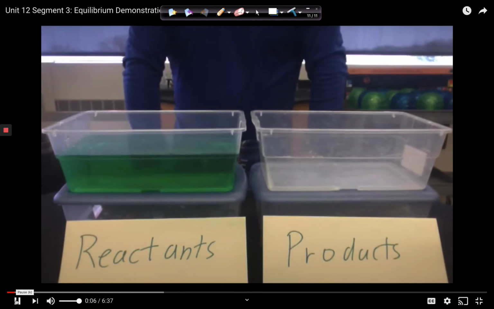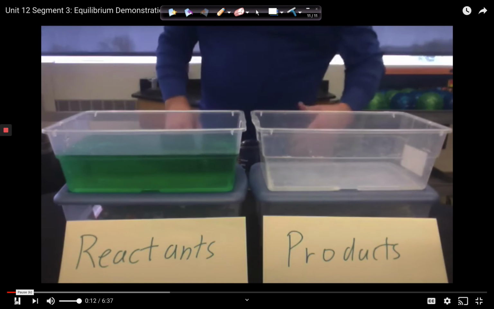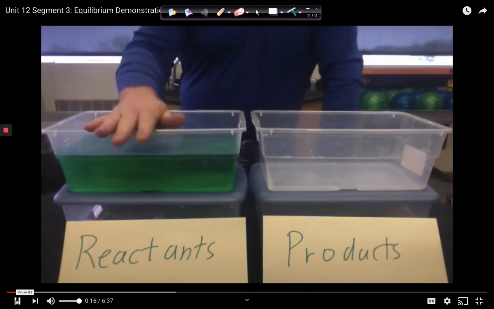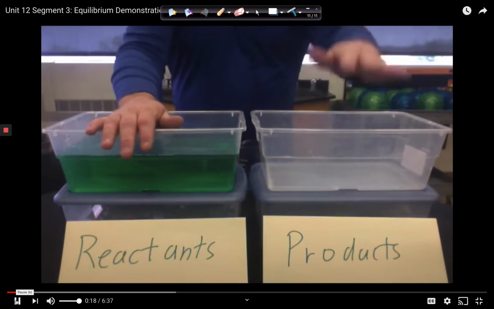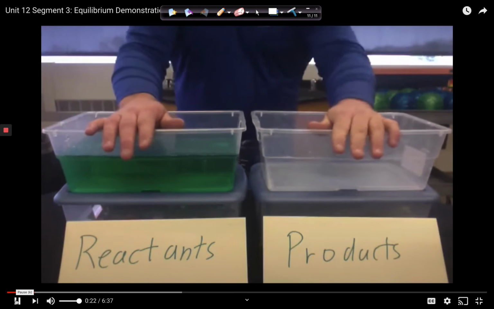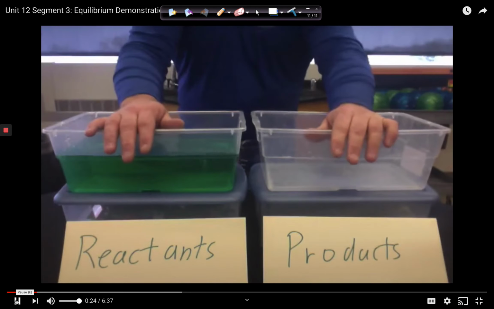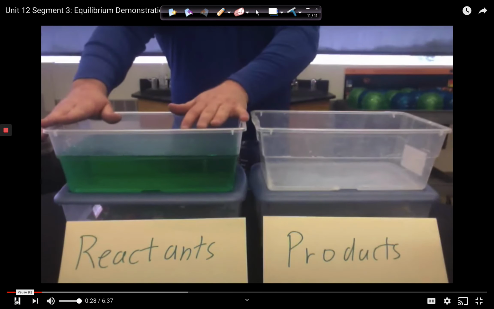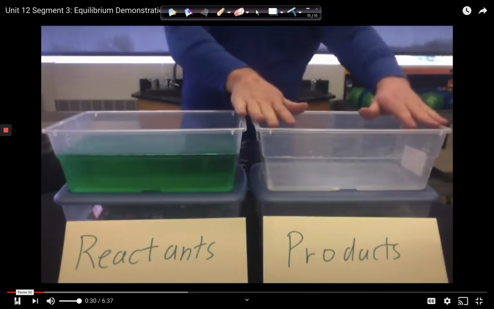Okay, this little demonstration helps us with the idea of equilibrium and reversible reactions. What we see here, to start off, is colored water, some green water, that represents our reactant side of the process. And then we have our empty container over here that represents our product side of the process. In any good reaction, when you start the process, everything's a reactant. So we have all the water over here, and nothing is a product.